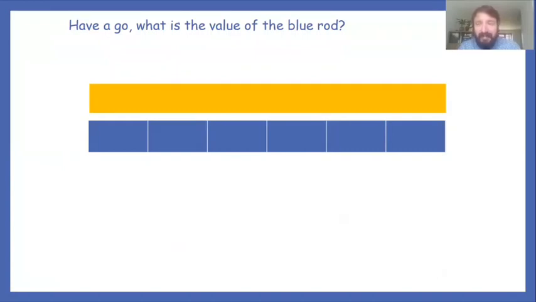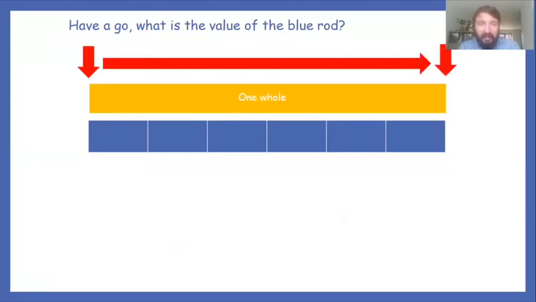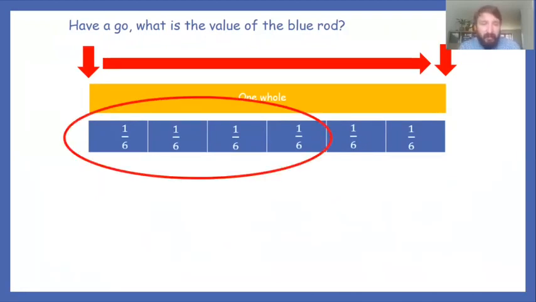Okay, so you didn't need to take a couple of minutes, I'm hoping, because you would be able to tell me that that is our one whole, and our blue rod has been split into 6 this time. So there are 6 equal parts, okay? Now, have a quick look at this. Tell Mr. Osborne, how many parts do I have here, which I've circled in the red, quite easily and quite straightforward for you. You can tell me that.